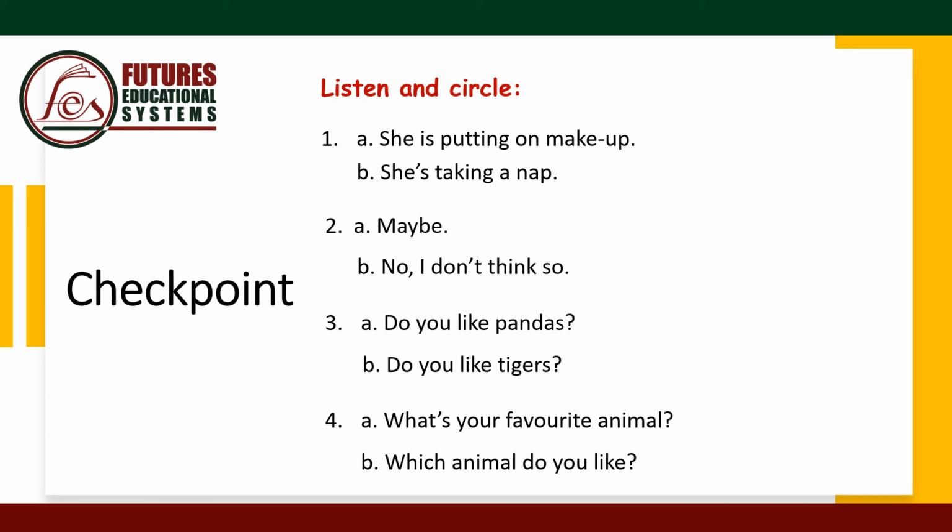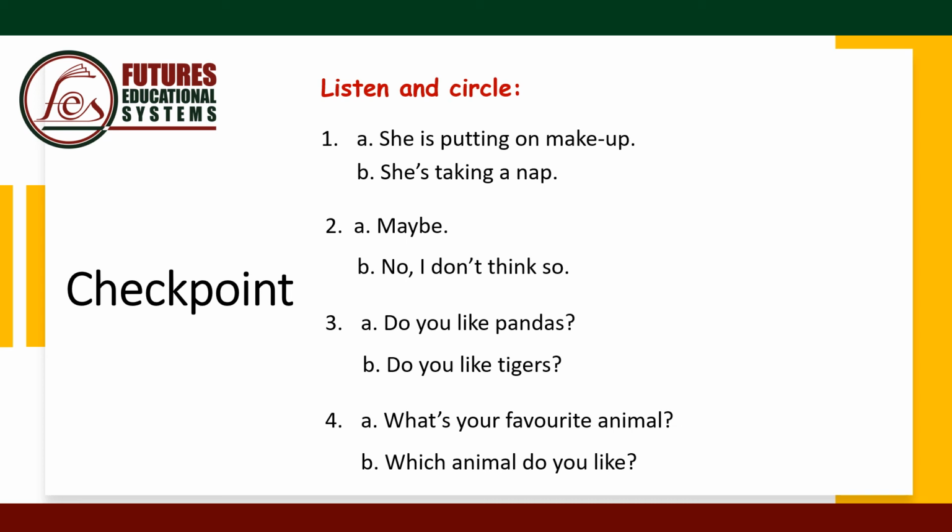Listen and circle. In numbers 1 to 4, you're going to hear mini dialogues, a question and an answer. In numbers 1 and 2, you're going to circle the correct answer. And in numbers 3 and 4, you're going to circle the correct question.